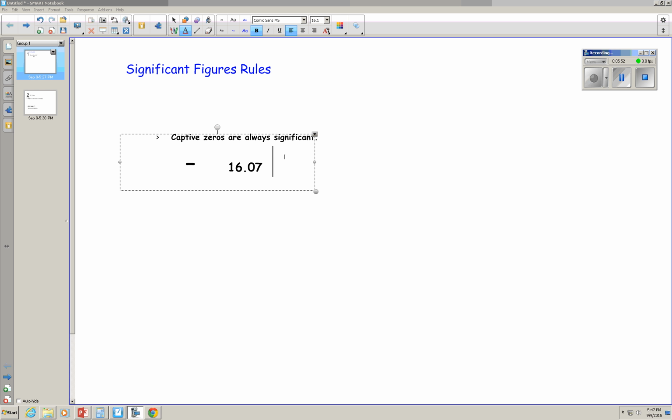Okay, that last example we did brings up an interesting rule. This is the last rule we have to worry about. Captive zeros. What's a captive zero? This is a zero that is caught between 2 integers. So there's my integers, the 6 and the 7. The 0 is caught between them.